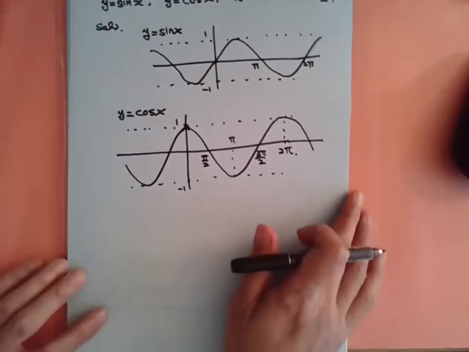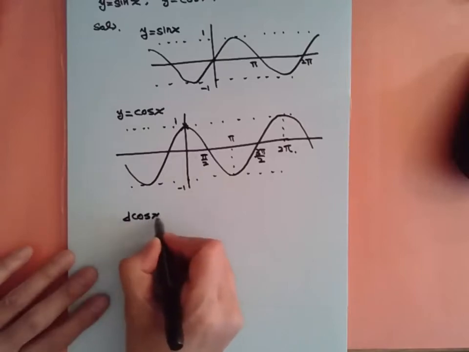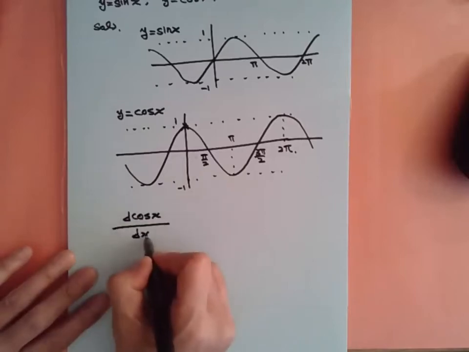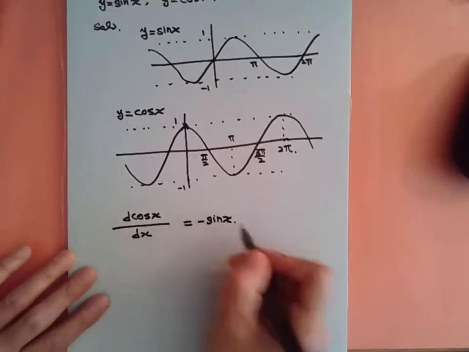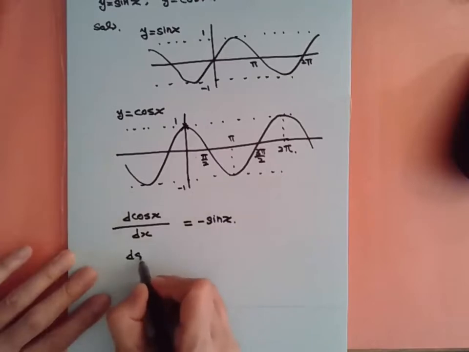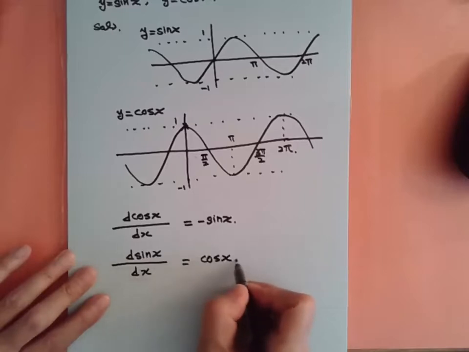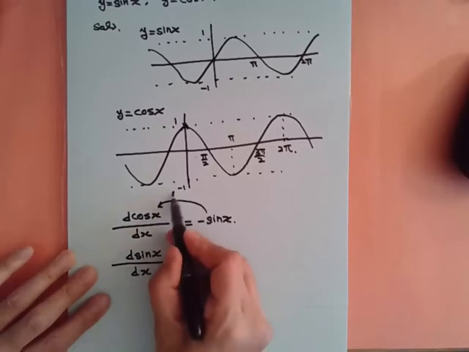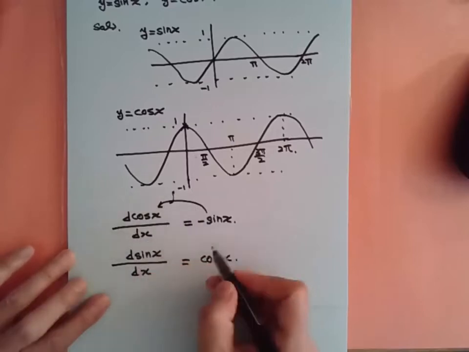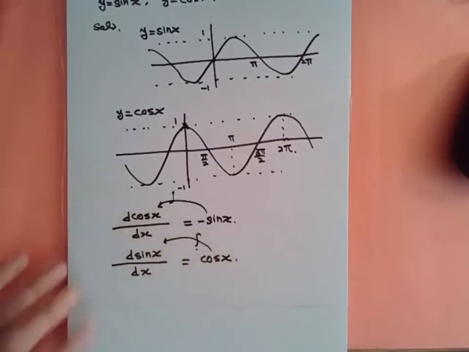Another important thing is when we differentiate cosine of x, then we have minus sine of x. If we differentiate sine, then we get the cosine function. That means if we integrate sine, then we will get minus cosine. If we integrate cosine, then we will get sine.